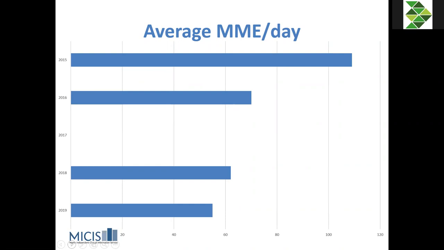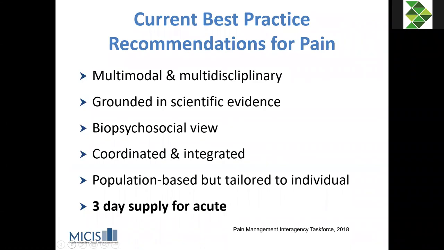I left 2017 blank because I shot back an email to the lady from the PMP that their data made no sense for that year, and she's looking into it. They had 255 for 2017, and I said, that's clearly not right. But we can see that there's a decrease in the average MMEs per day for these patients on chronic opioids.